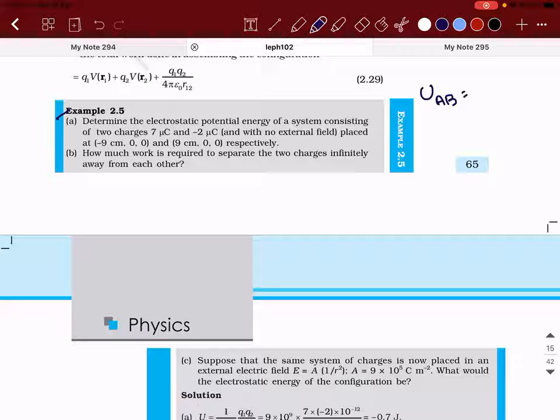So potential energy between the point A and B, how much is it? K Q1 Q2 divided by R. K into Q1 is 7, Q2 is minus 2, into 10 power minus 12. The whole divided by, what is the distance of separation between them? It is 18 centimeters. So 18 into 10 power minus 2. So when you calculate this, how much are you getting?